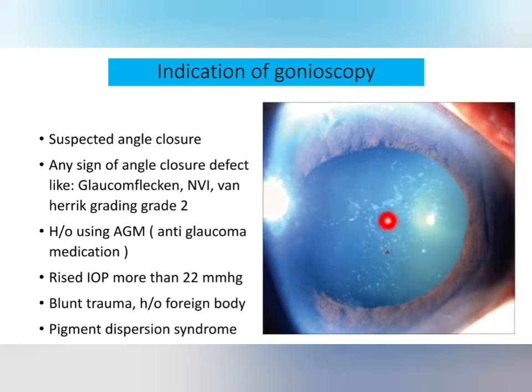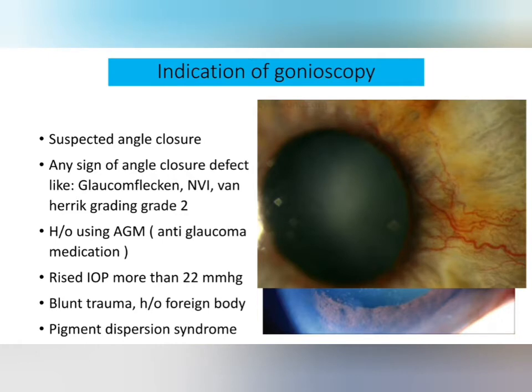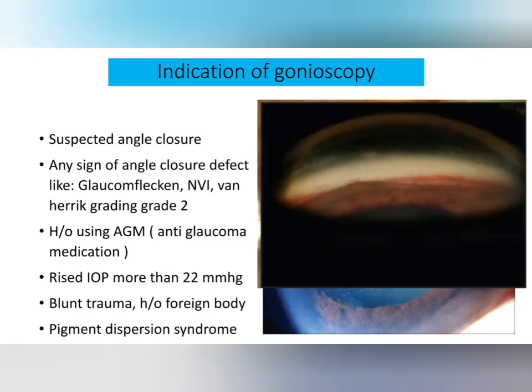Another indication is NVI, that is, neovascularization of the iris. It happens mostly in diabetes mellitus cases or CSCR cases. If there is presence of NVI, then there is definitely presence of NVA, that is, neovascularization of the angle. So if you get a patient having NVI, then you should perform gonioscopy to rule out that vascularization is not in the angle. Here, this is the neovascularization of the angle. You can see the blood vessels in the angle also.